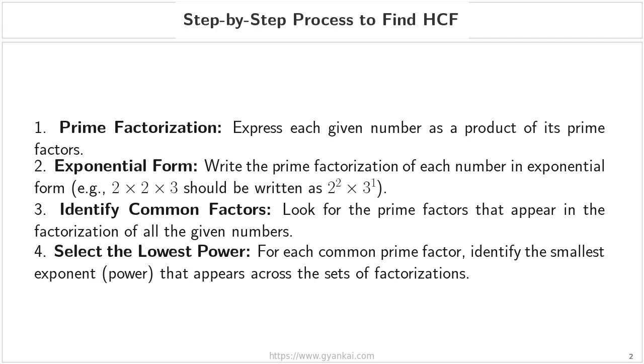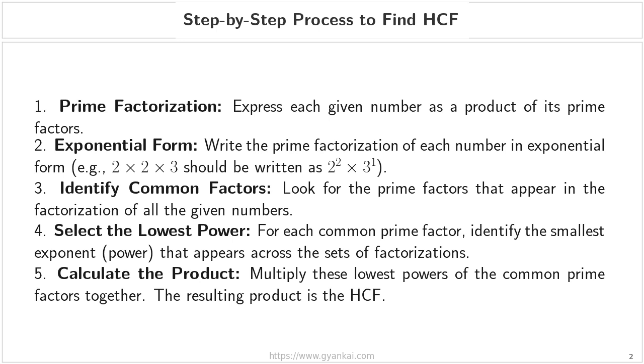Fourth, for those common prime factors we just identified, you must select the lowest power. This is a crucial step. Look at the exponents for each common prime across all your numbers and pick the smallest one. Finally, the 5th step is to calculate the product. Take all those smallest powers we just selected and multiply them together. The final result of this multiplication is your HCF.